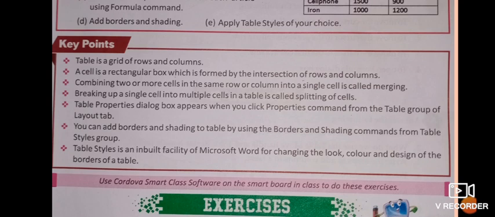The Table Properties dialog box appears when you click the Properties command from the Table group of the Layout tab. Then you can add borders and shading to the table by using the Borders and Shading command from the Table Styles group. Table Style is an inbuilt facility of Microsoft Word for changing the look, color and design of the borders of the table.